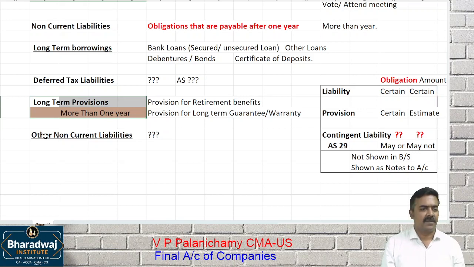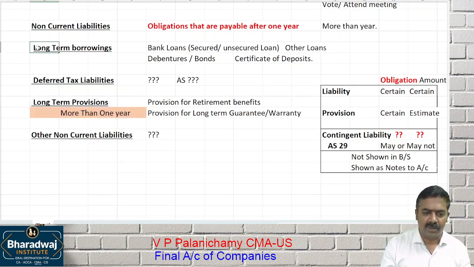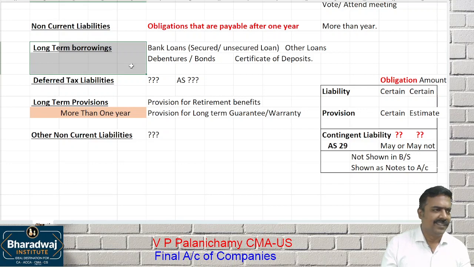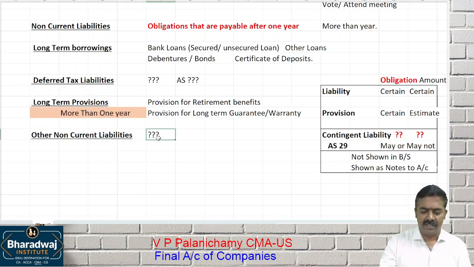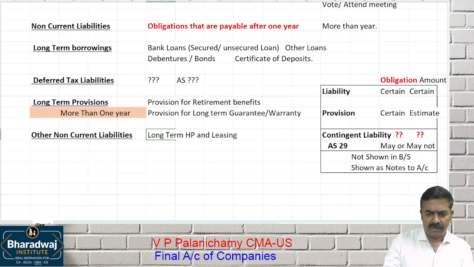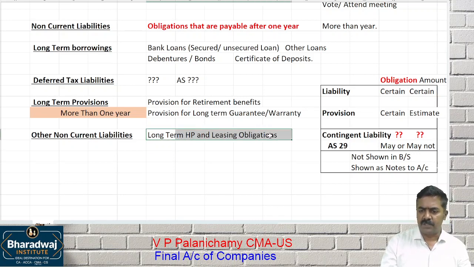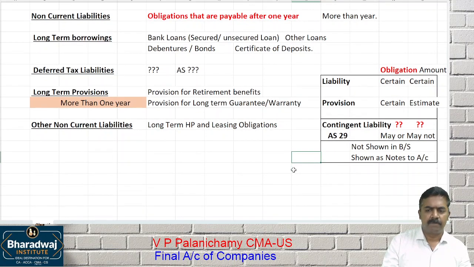Where will you show this? Is it a long-term borrowing? It's not a borrowed money. It is hire purchase, lease. Is it a deferred tax liability? No. Is it a long-term provision? No. It will come under which one? Other non-current liability. Simple. Long-term hire purchase and leasing obligations. Take up this.